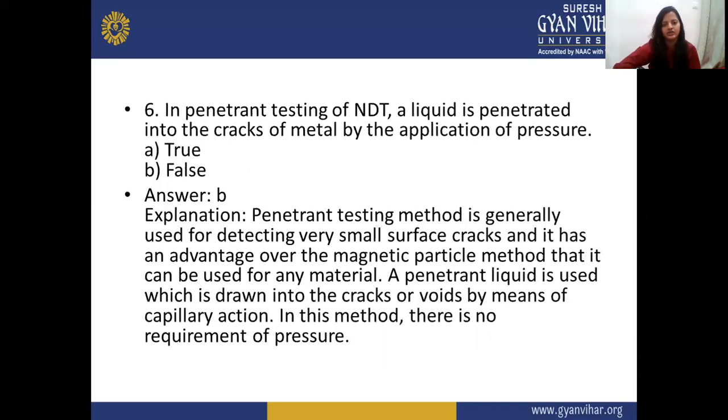In the penetration test of non-destructive testing, a liquid is penetrated into the cracks of metal by the application of pressure. True or false? The answer is false. Penetrant testing method is generally used for detecting very small surface cracks, and it has an advantage over the magnetic particle method that it can be used for any material. A penetrant liquid is used which is drawn into cracks or voids by means of capillary action. In this method, there is no requirement of pressure.